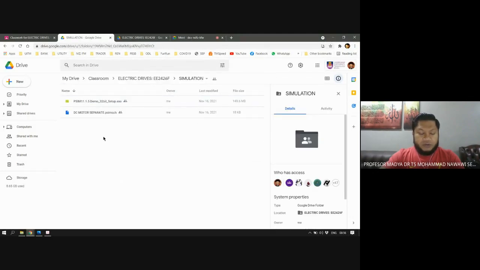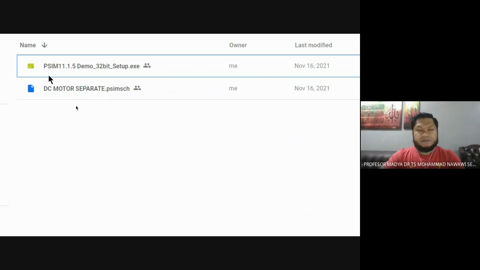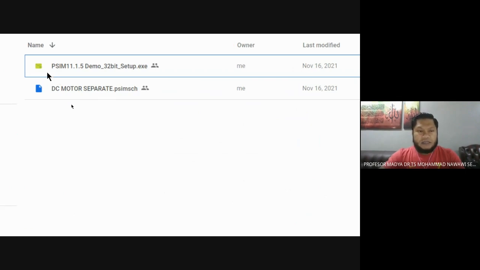I also shared with you the installer of PSIM, the simulation package. So those who have yet to have PSIM installed in your laptop, you can download this setup file, then install it in your laptop, right? Then we have this DC motor separately excited file. I also shared with you the file to simulate the DC motor operation with a separately excited connection, right?